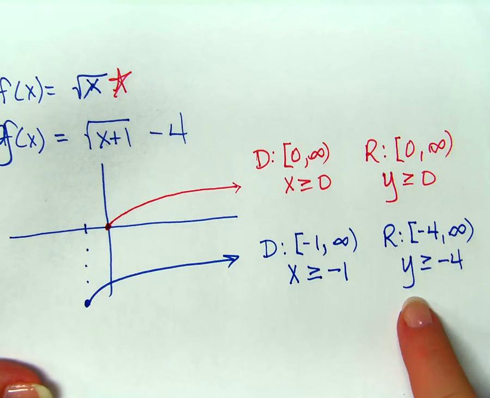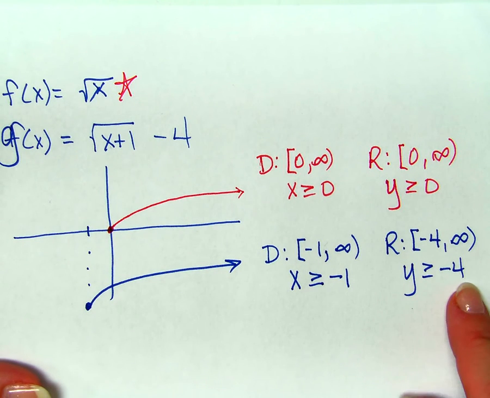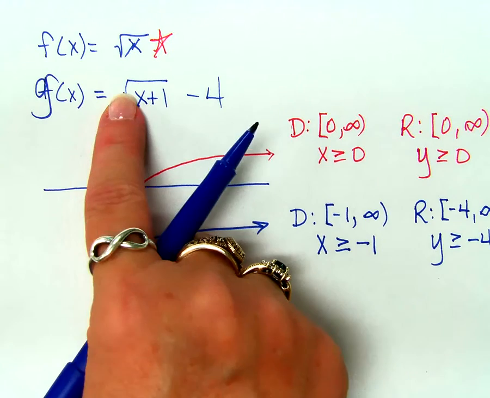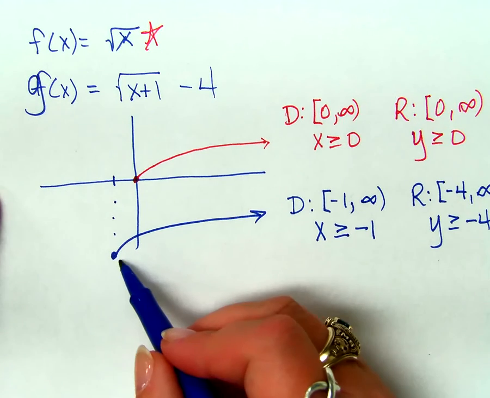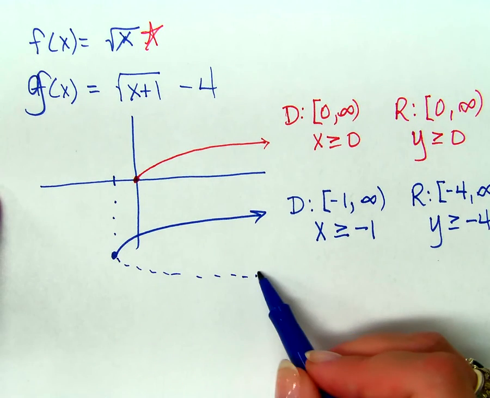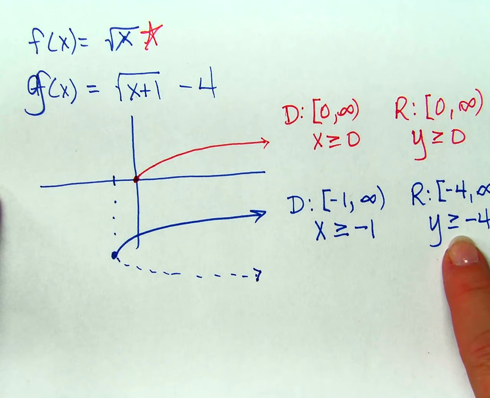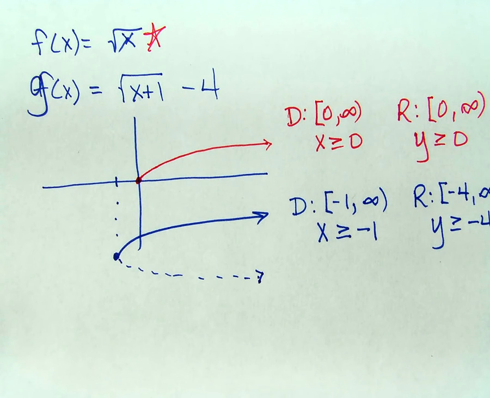Very good. Will this ever be y is less than or equal to negative 4? Yes. If it's a reflection, right? If there's a negative out in front, it would go like this, right? And it would be y is less than or equal to negative 4. Okay? Any questions about that?